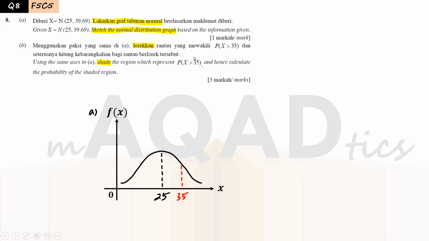Alright, and then here we are given the greater than sign, so this is like a sign that we are going to the right. So what we will do here is to sketch to the right side. Okay, and this would be our region. Okay, so now the second part is we need to calculate the probability according to this region.